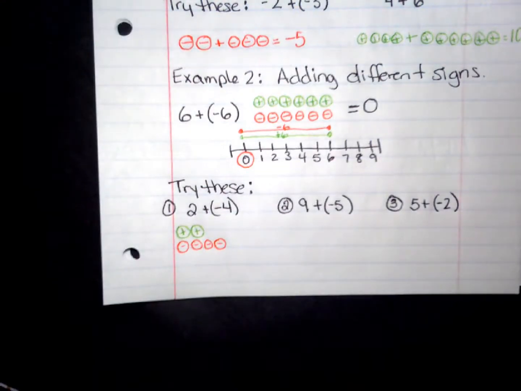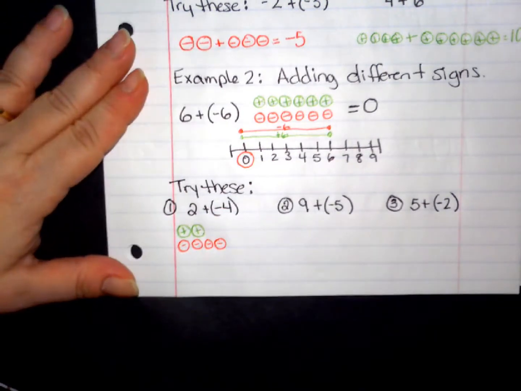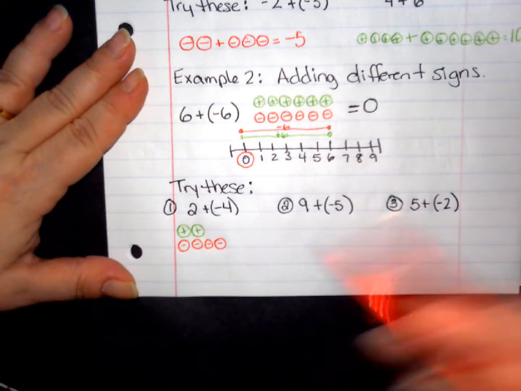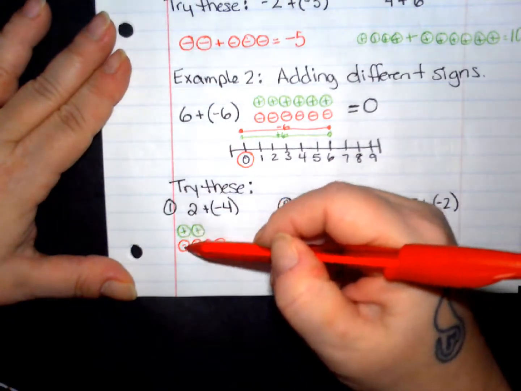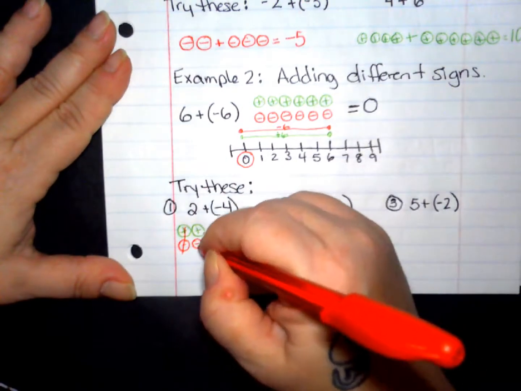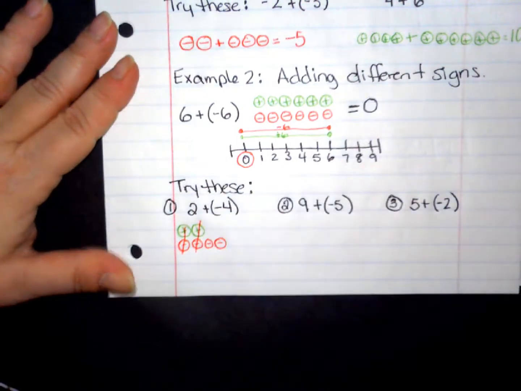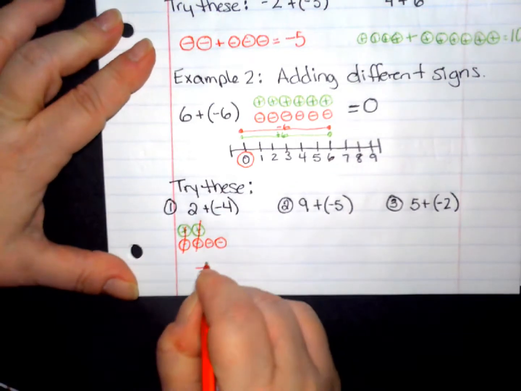Okay? And something that I do to help myself find the answer quicker is I cross off matches. So I have a pair, positive, negative, cross it off. I have a pair, positive, negative, cross it off. What am I left with? I'm left with negative 2 because I have 2 negatives left. So that's my answer.